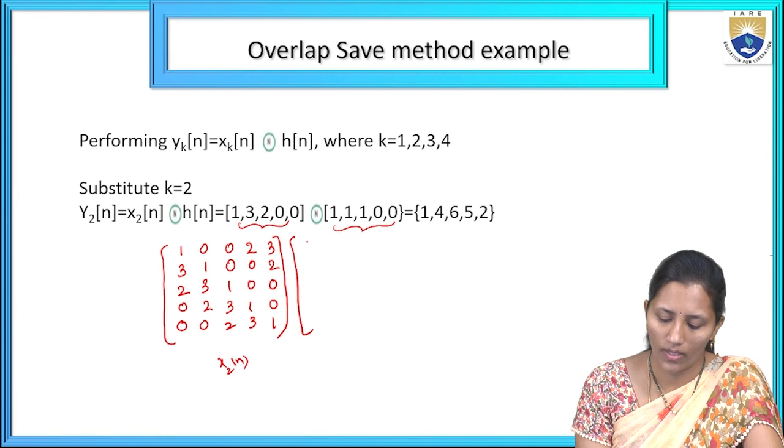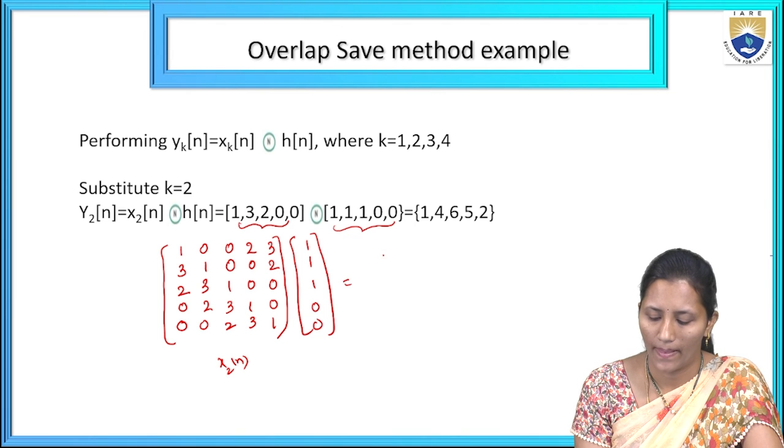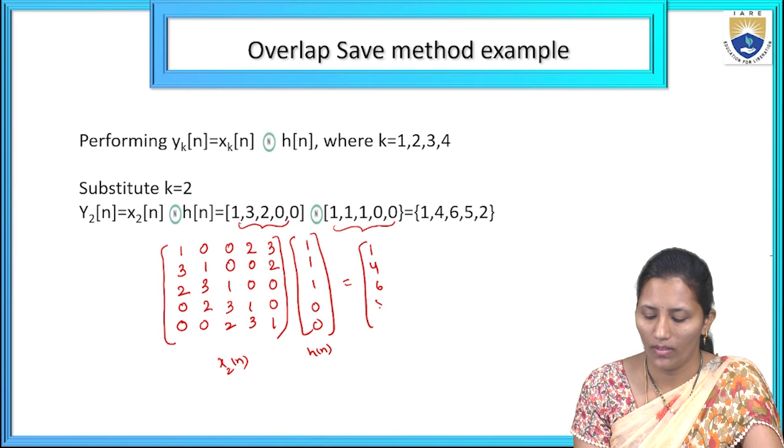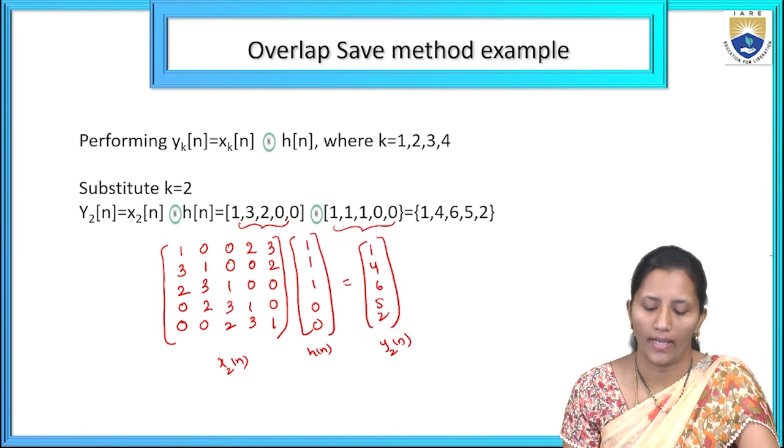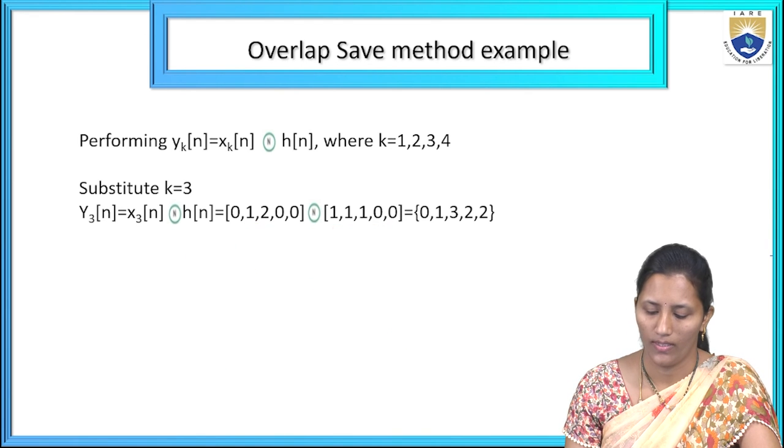This is x2 of n. And we multiply with 1, 1, 1, 0, 0. This is h of n. We have to write it as a column matrix, and we get the output, this one. This is the matrix by matrix multiplication of x2 of n and h of n. Here we get y2 of n.